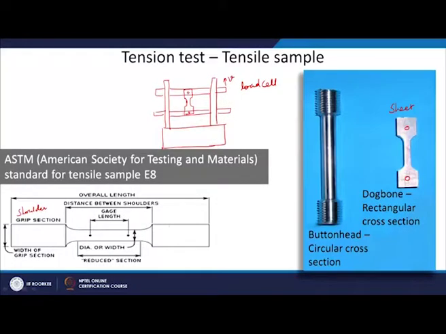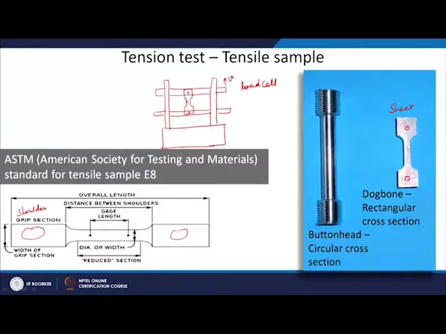Basically, the machine is going to grip the sample in this region. There can be different methods to grip. One, as I told you, is that you can have a hole in the sample and insert a pin, which is called pin loading. In some cases you have a gripping section, like a clutch in an automobile, where you have friction and a normal force which grips the sample.